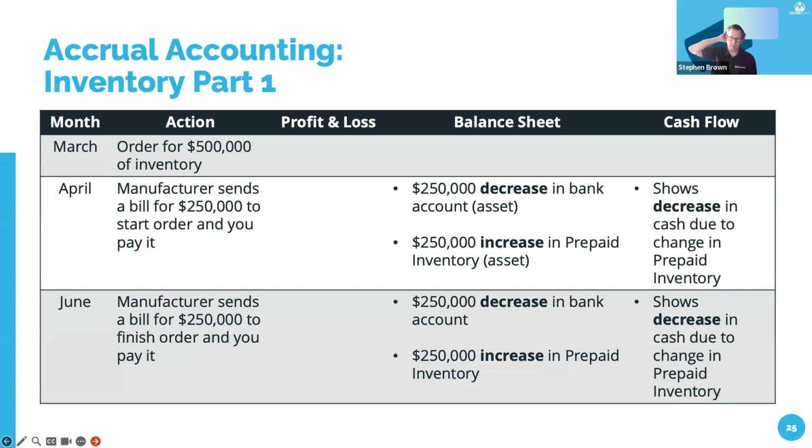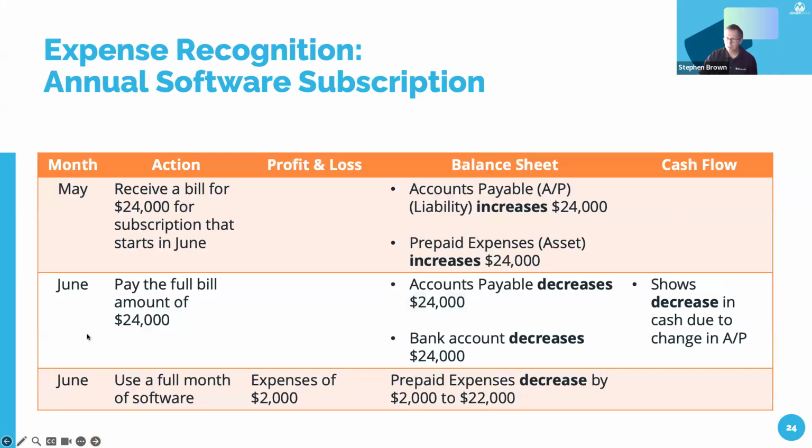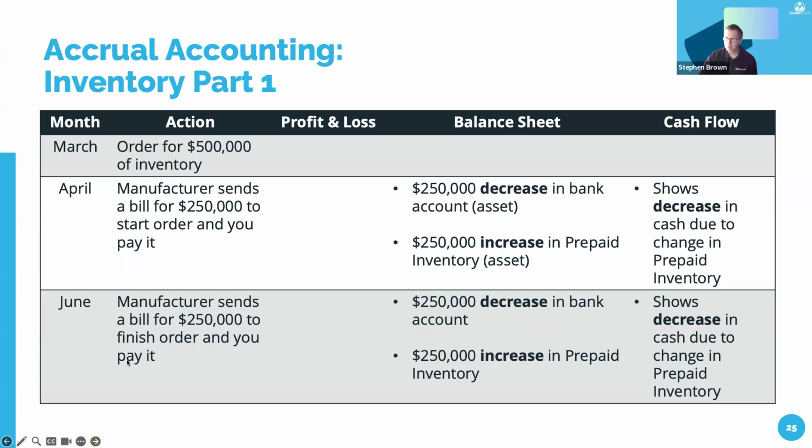Okay, inventory's gnarly. If you got to drop off, watch the recording. I order $500,000 of inventory. Nothing happens on my statements when I order. That's a purchase order. Those don't actually hit the financial statements.